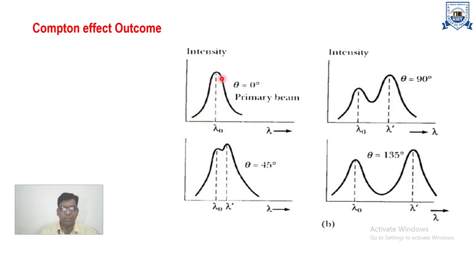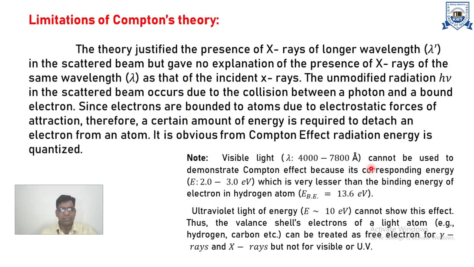If theta is 0, there is no shift. If theta is 90, these are the shifts. Again, these are 45 degrees, these are 135 degrees. We have changes. If we see the diagram from 0 to 135, they have separation for this value. Again, we can understand the wave nature of the particle. In the last slide, we present the limitations of this theory.